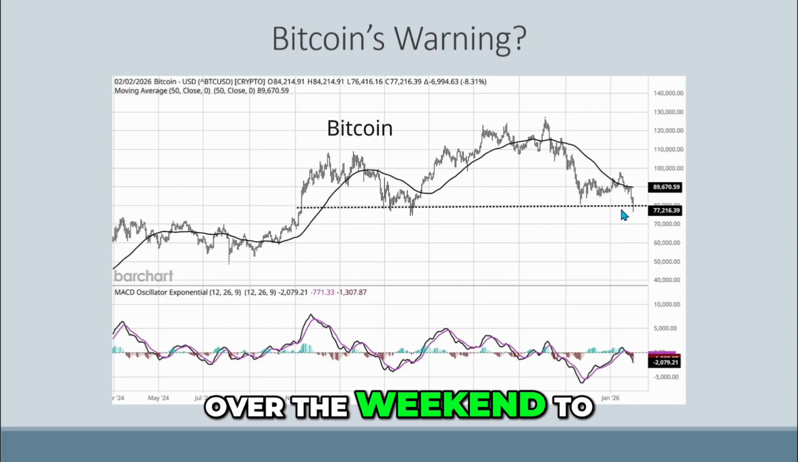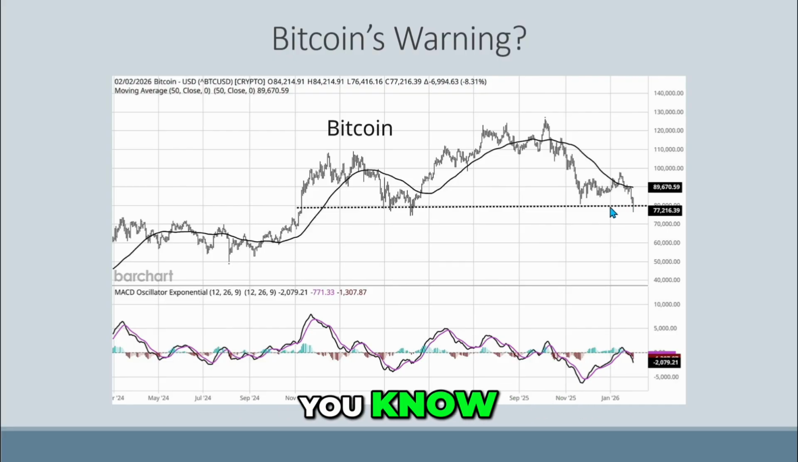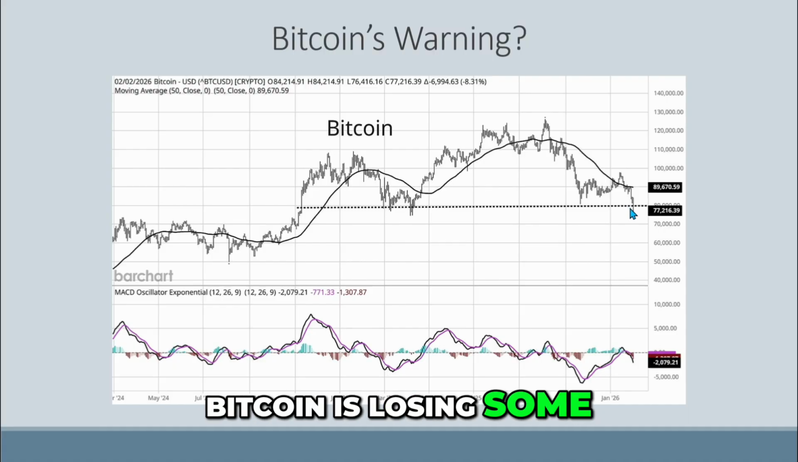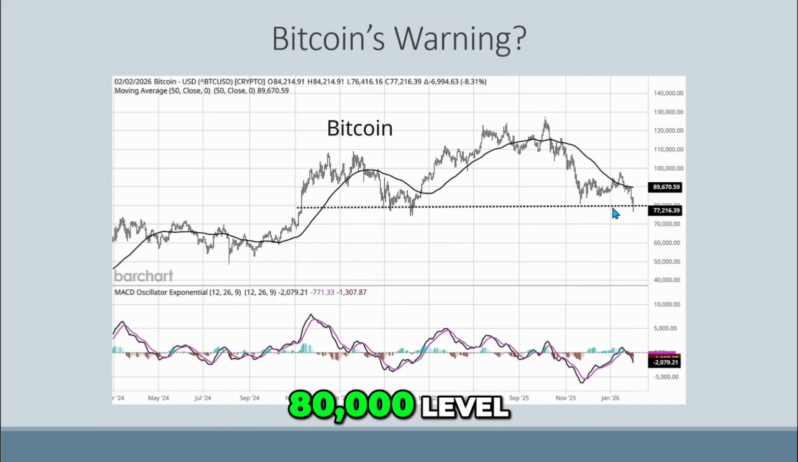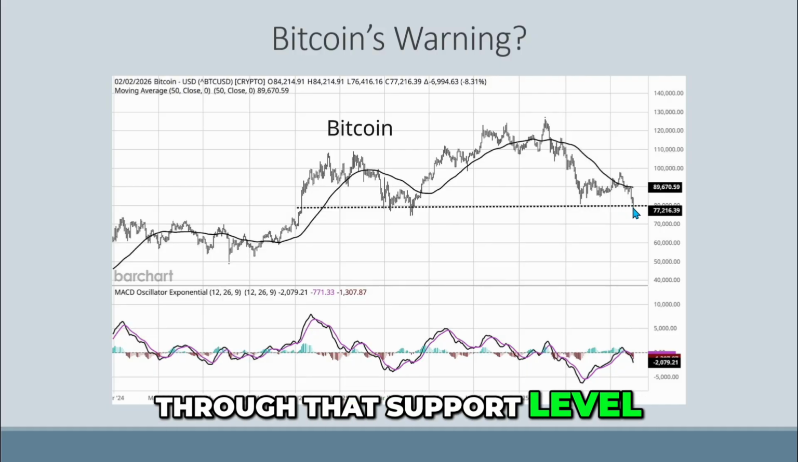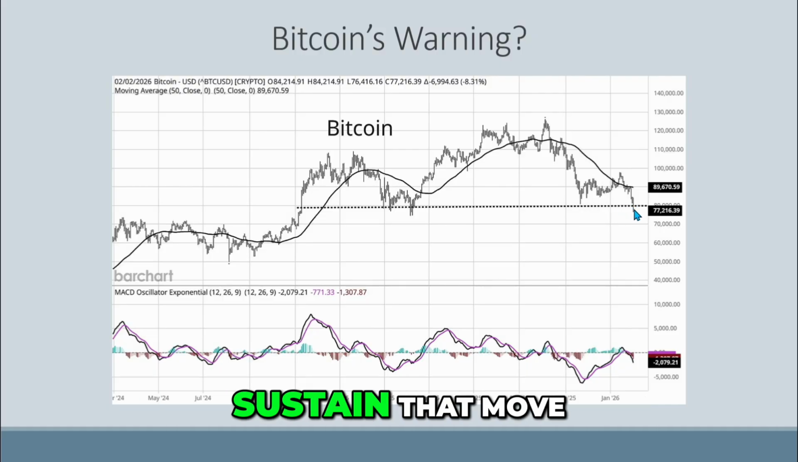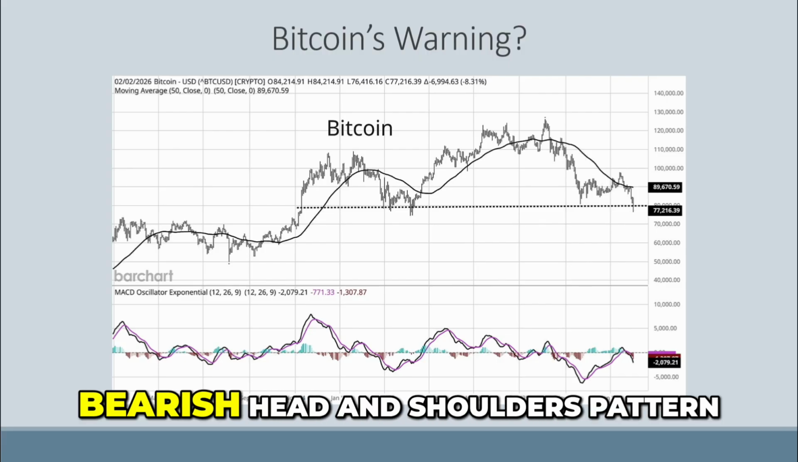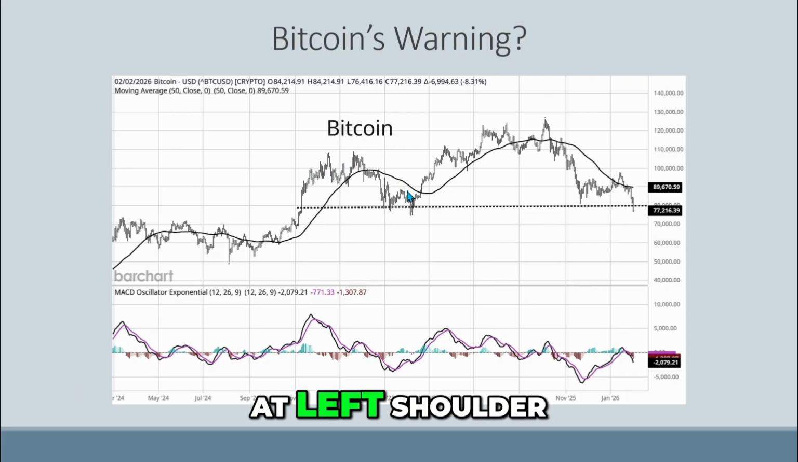Now there's some key developments over the weekend to keep an eye on. So, after testing this low again, Bitcoin is losing some key support at this 80,000 level. So you can see this dashed line. We're starting to move through that support level. And if we sustain that move, if it completes this pattern, this could be a bearish head and shoulders pattern.